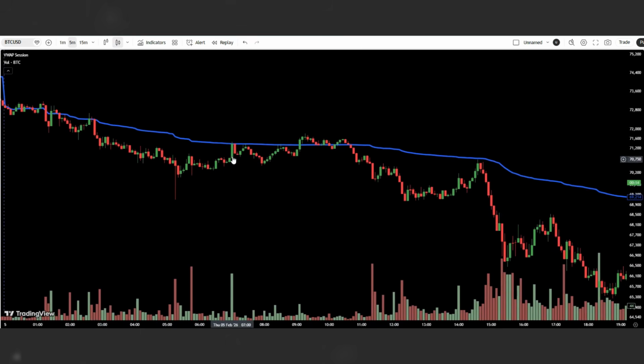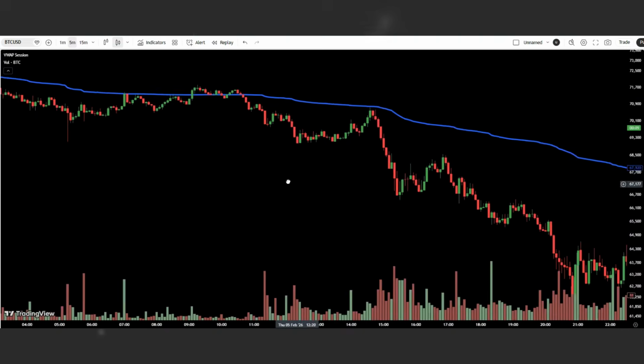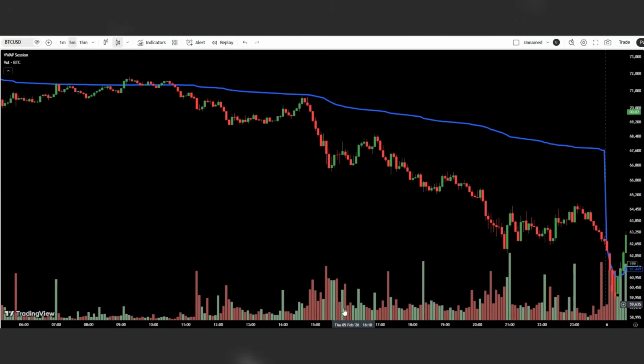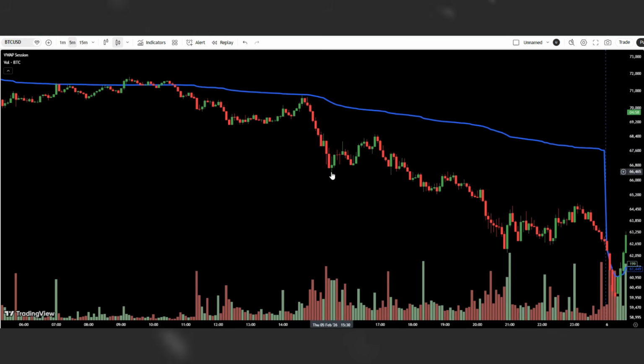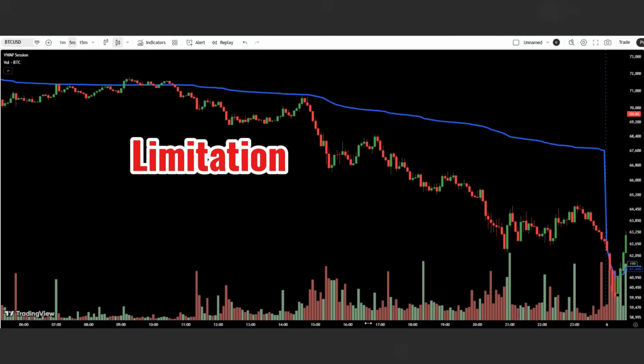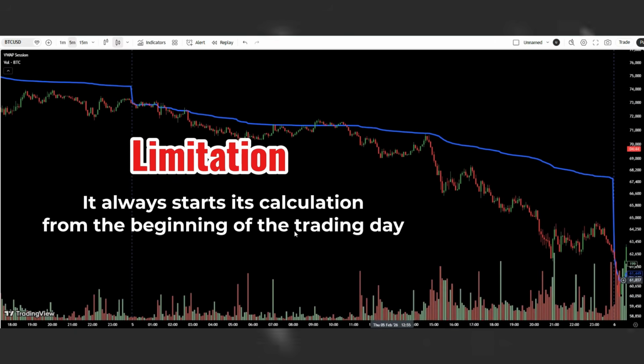VWAP is an indicator similar to a moving average that represents the average price of an asset weighted by volume during the trading day. Unlike a simple moving average, VWAP takes into account how much volume was traded at each price level. Because of this, VWAP is a very powerful tool for understanding where institutional traders and smart money may be active. However, the regular VWAP has one important limitation. It always starts its calculation from the beginning of the trading day.